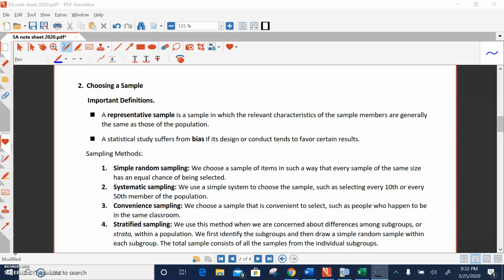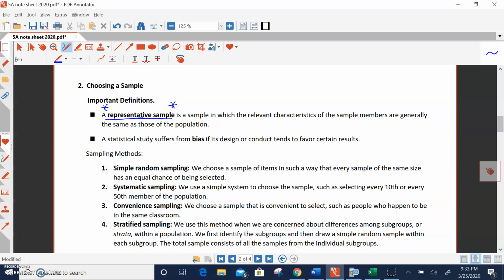So anyway, definitions. We want to make sure our sample that we choose has all the relevant characteristics of the population. So the characteristics of the sample are generally the same as those of the population. The big key is we want a representative sample. Now, when we pick that sample, yes, it's going to represent the population, but we also want to make sure that there's no bias in the people or whatever we choose for our sample. So we don't want our sample to be biased.